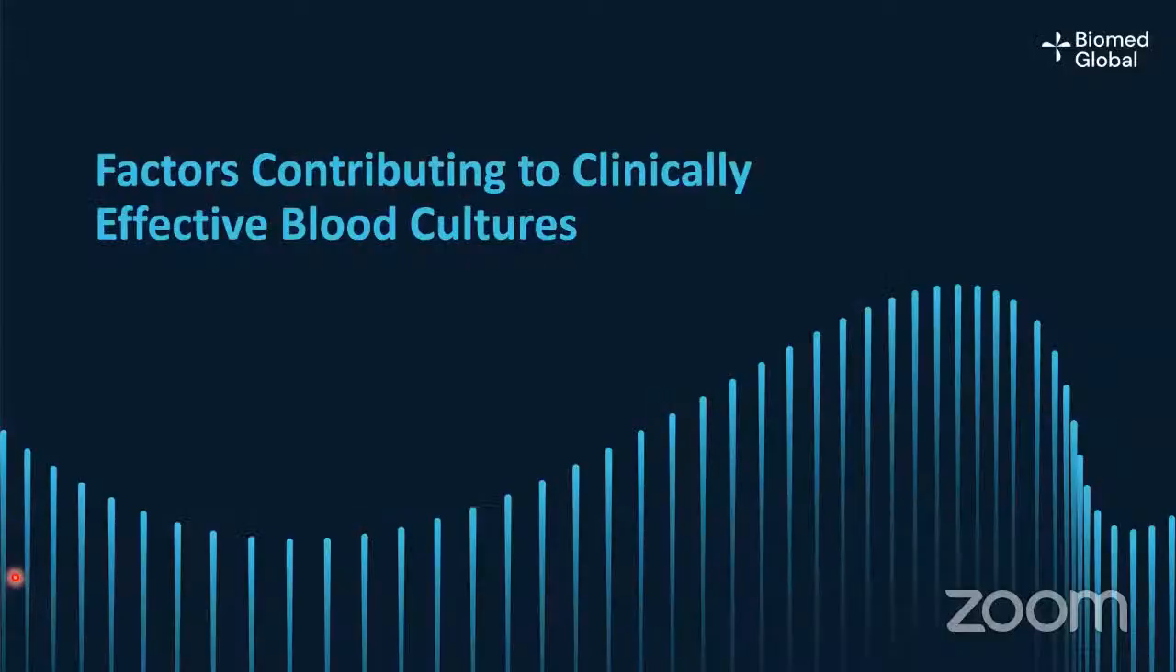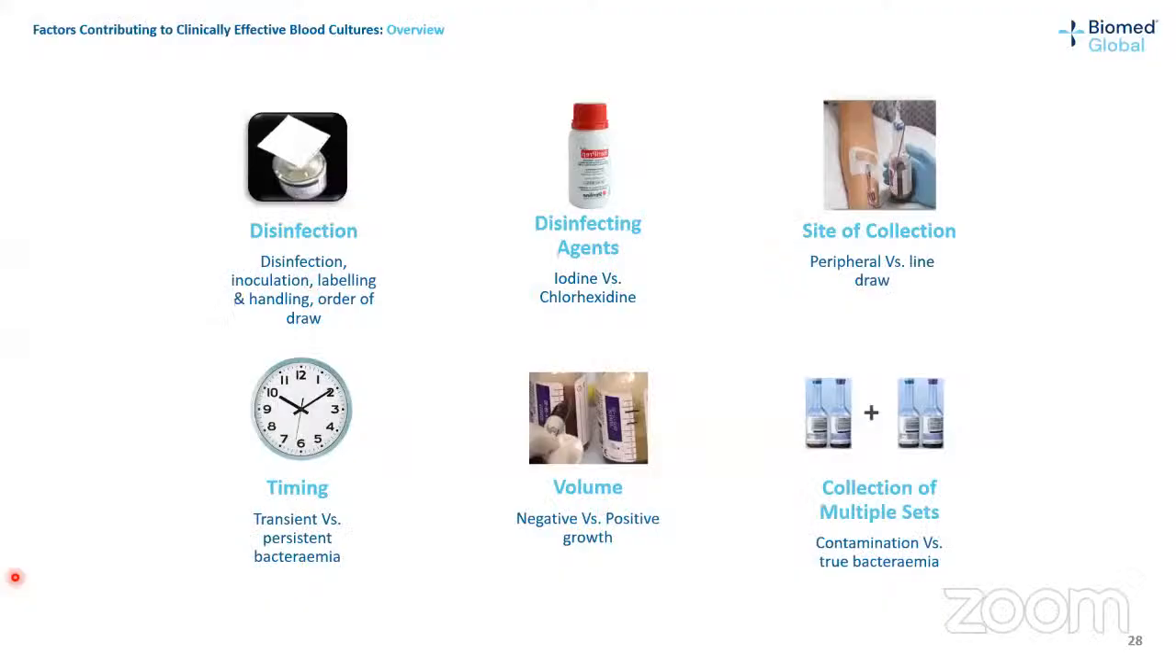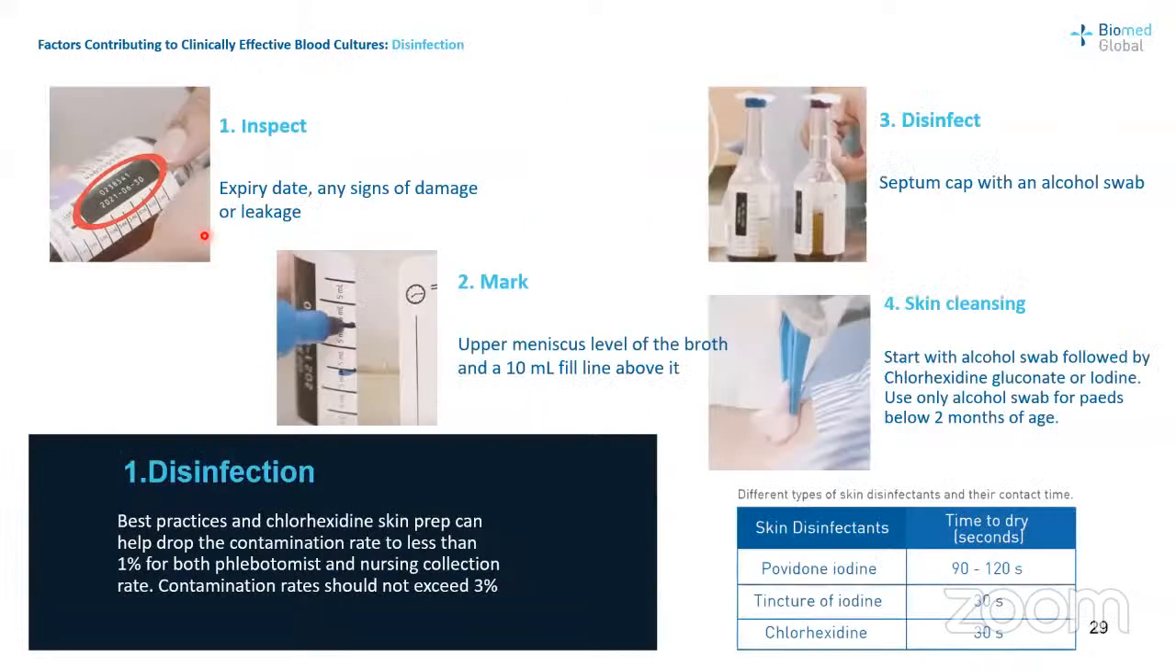Let's now get into the main chapter for today, which is factors contributing to clinically effective blood cultures. Okay, so I've got 6 main factors here, which I'll be covering one by one, starting off with disinfection, moving on to disinfecting agents, site of collection, timing, volume, and collection of multiple sets. All right, so let's start off with the first factor, which is disinfection.